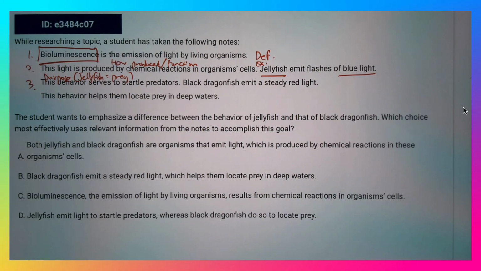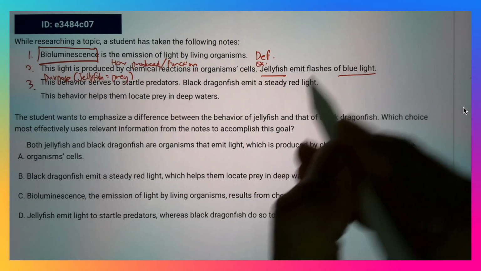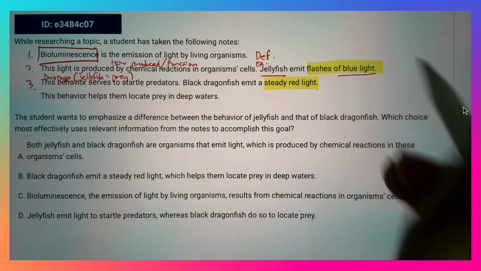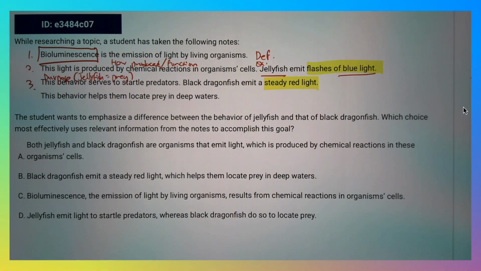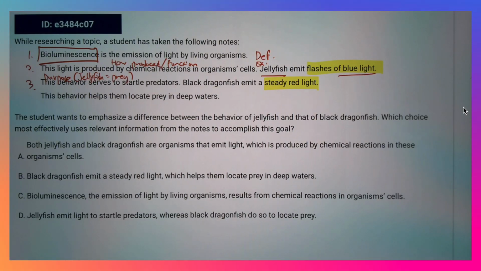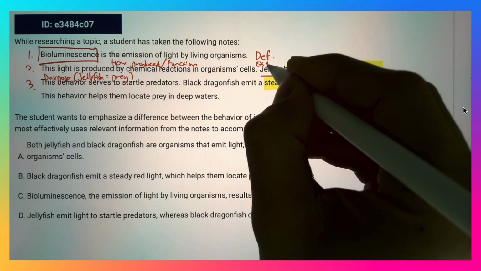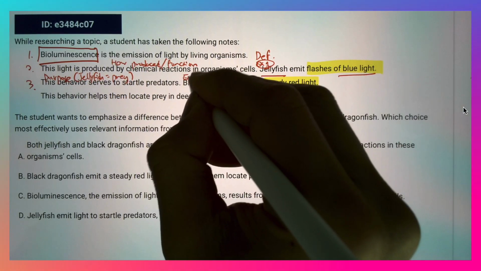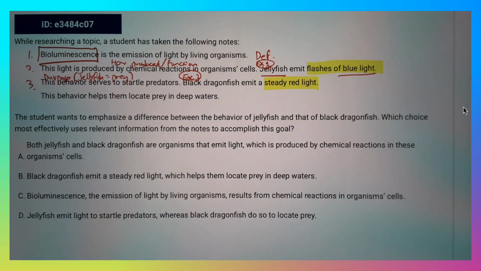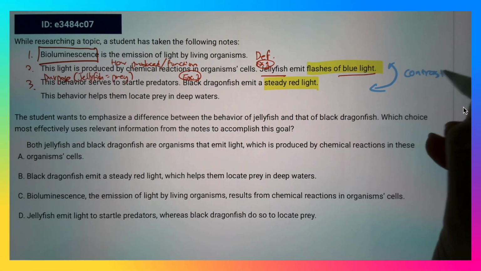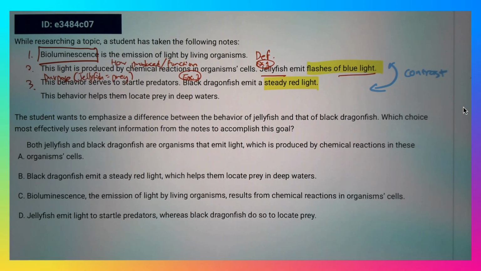Okay, the moment I see that, this one has a steady red light, but this one has flashes of blue light. So it's two different kinds of mechanism of the bioluminescence. And also we got a second example. So I'm going to say that's example 1. This is example 2. Black dragonfish is example 2. So black dragonfish emits a steady red light. So you can already see that these two examples have a contrast of their bioluminescence.